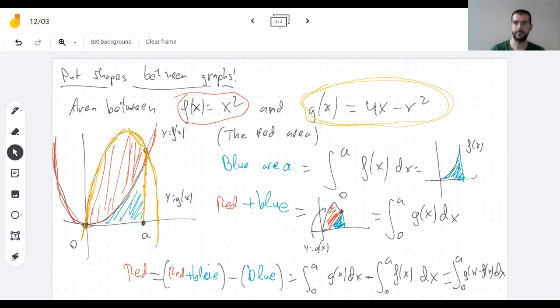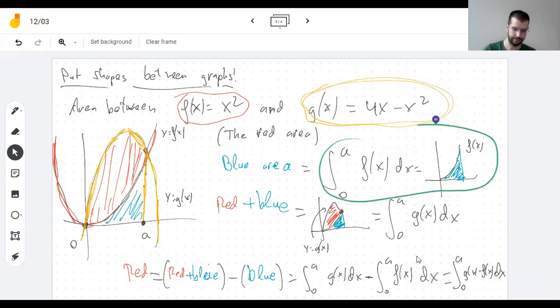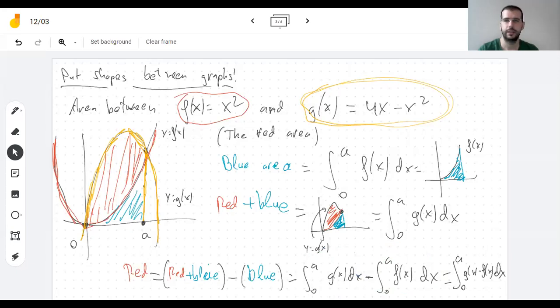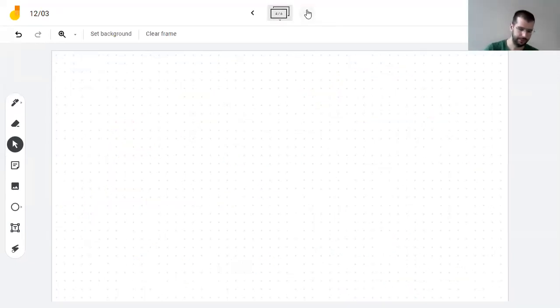So last thing I said yesterday was, if you look at the area under the shape I care about, it's the integral of this function. And if I look at both of them together, both the red and the blue together, it's the area under the other parabola. So it's another integral. So if I want to do just the red area, what I need to do is subtract the whole thing minus the extra part. So the whole thing is one integral, the extra part is another integral. And that's what we gotta do.